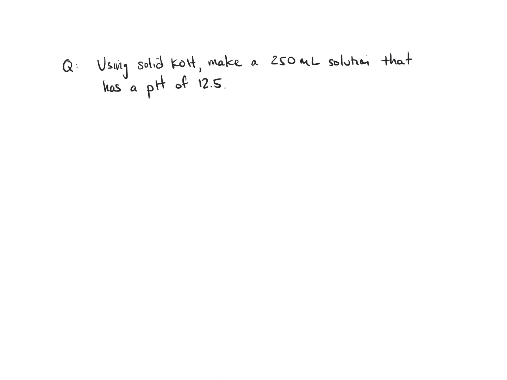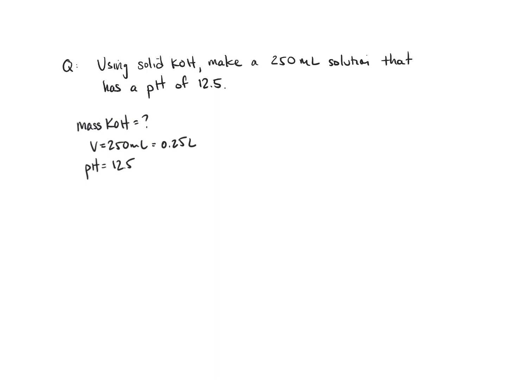All right, so let's figure out what we have. What we're trying to solve for is mass of KOH. That's what we're looking for. We need a volume of 250 milliliters, which is equal to 0.25 liters. And the pH needs to be 12.5.